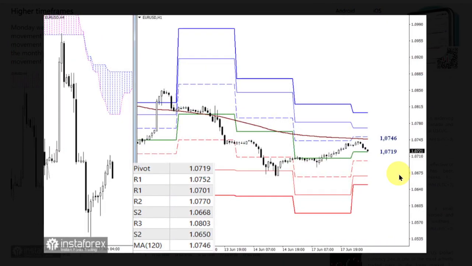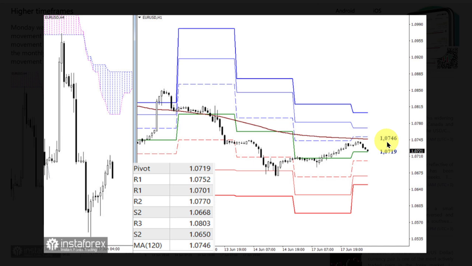The lower timeframes show a moment of interaction with key levels 1.0719, the central pivot level of the day, and 1.0746, the weekly long-term trend. Holding these levels can determine the current advantage.